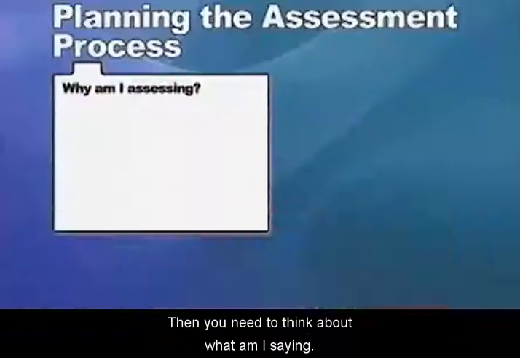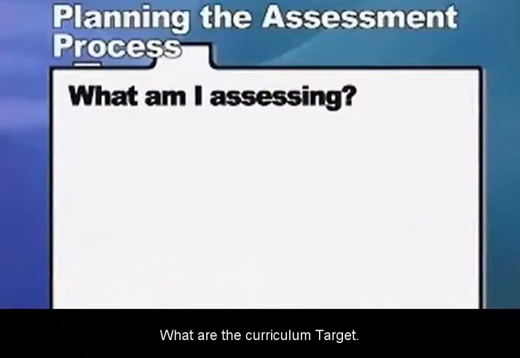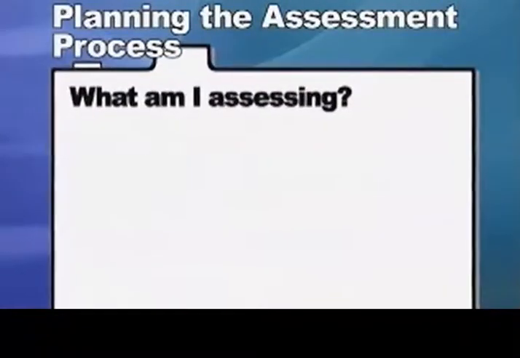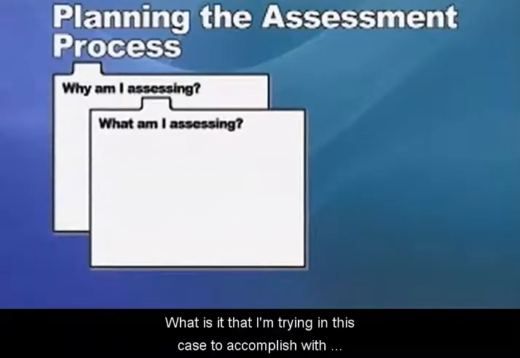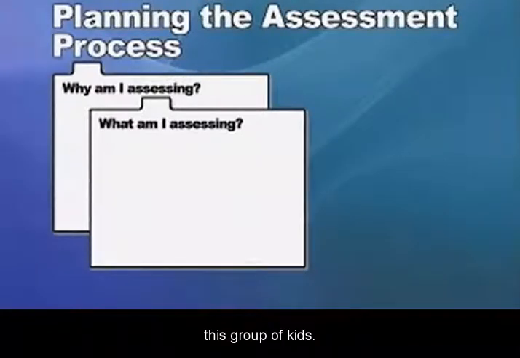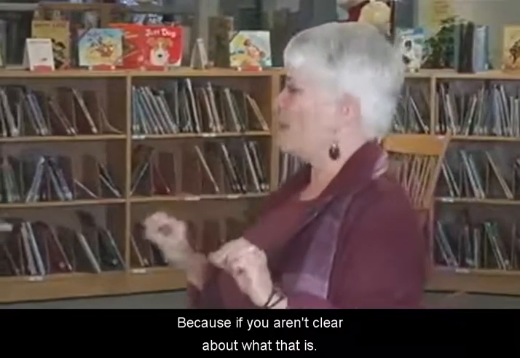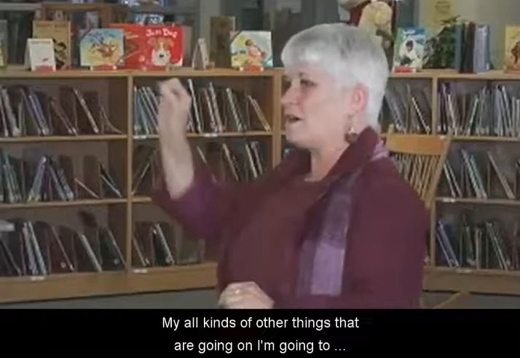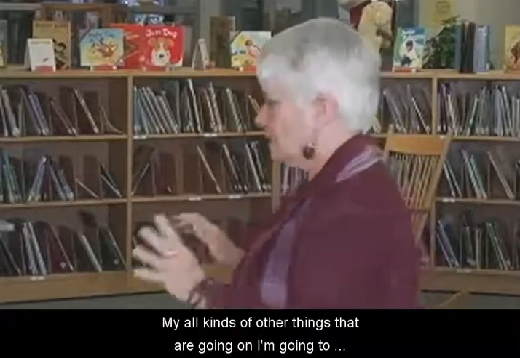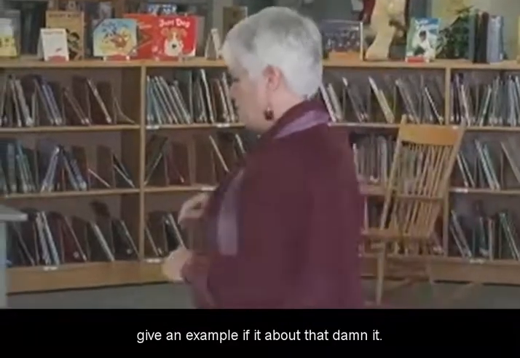Then you need to think about, what am I assessing? What are the curriculum targets? What are the skills? What is the content? What is it that I'm trying in this case to accomplish with this group of kids? Because if you aren't clear about what that is, you can be distracted by all kinds of other things that are going on. I'm going to give an example a bit about that in a minute.